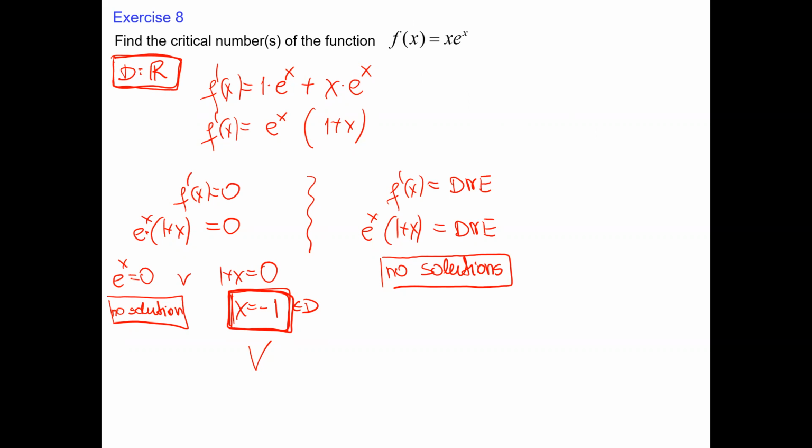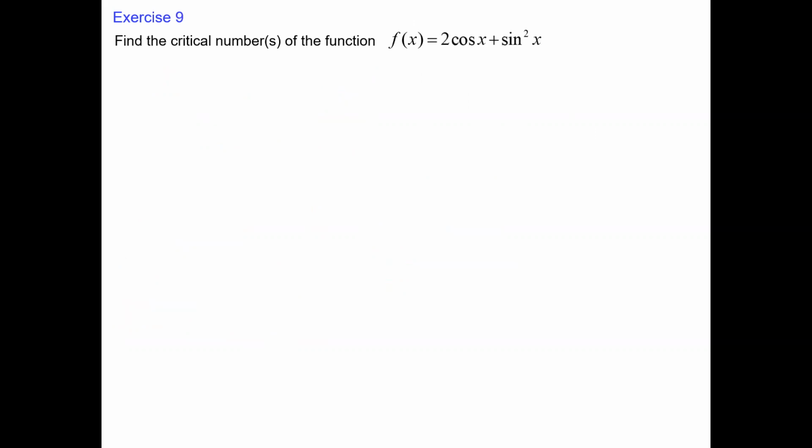What is happening at -1? We still don't know. Okay, exercise number 9. Oh no, trigonometric. Let's try. 2 cosine of x plus sine squared of x. The domain is all of the numbers, but we know that trigonometric functions are periodic. So let's make a restriction and find the critical points only between 0 and 2 pi. Because then we will repeat these numbers. Every 2 pi, the situation repeats.